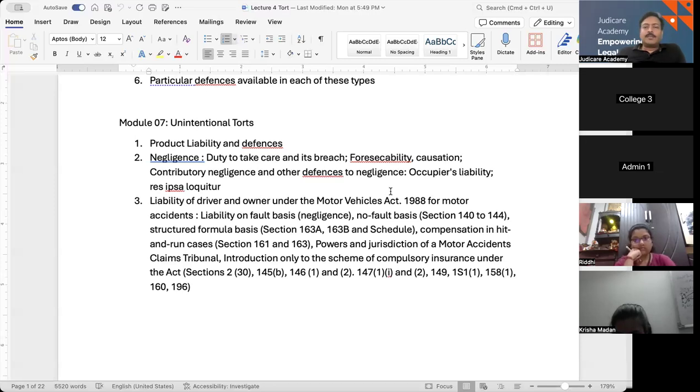Assumption of risk, we have talked about it. So if there is an assumption of risk also, then also the very same thing.